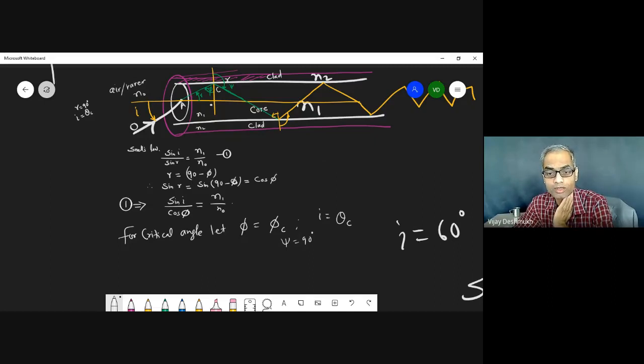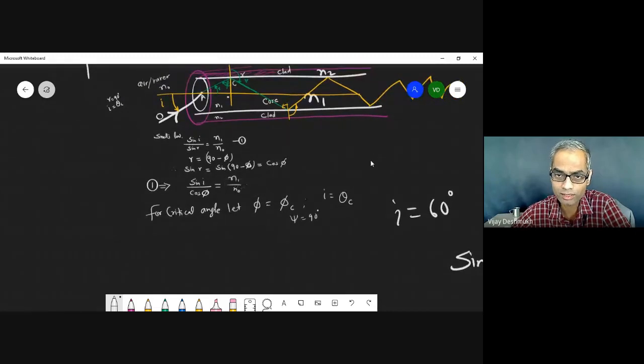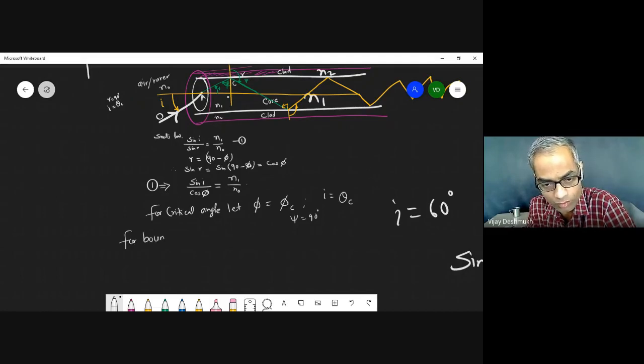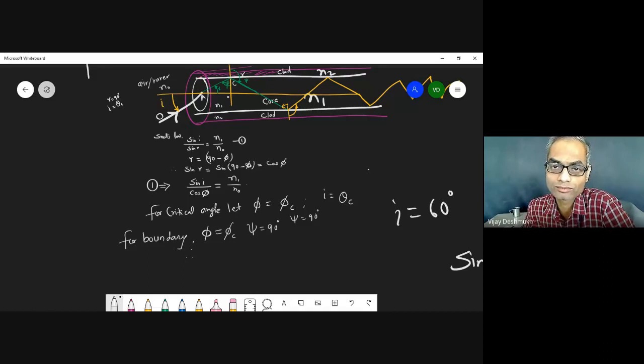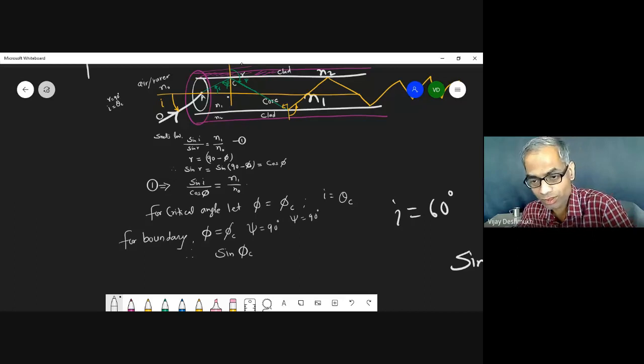Okay. Now, how you can find out the value of phi or phi c in terms of say n1 upon n2? n1 और n2 के बीच में क्या रिलेशन है जिससे हम ये phi की वैल्यू निकाल सकते हैं. ओके. फॉर बाउंड्री पे if phi equal to phi c, then the psi is 90 degree and therefore Snell's law यहाँ पे अप्लाई करो. क्या आएगा Snell's law? sin phi c ना, ये जो हमने निकाला ना, सिचुएशन कैसे हो जाएगी?